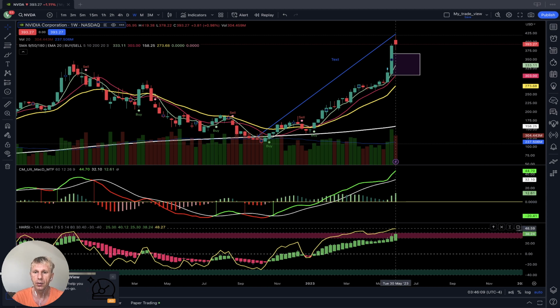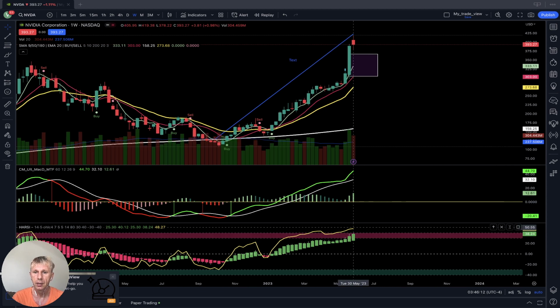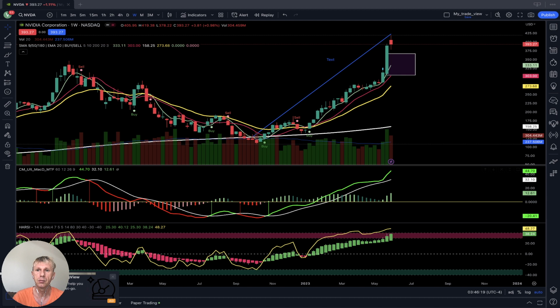RSI very overbought. It's around 47. Very definitely very overbought. And last bar, huge disconnection from 20. It disconnected from 5, from 10 and from 20. This very huge disconnection, it definitely will have a correction to connect back to 20 and remove this overbought state.